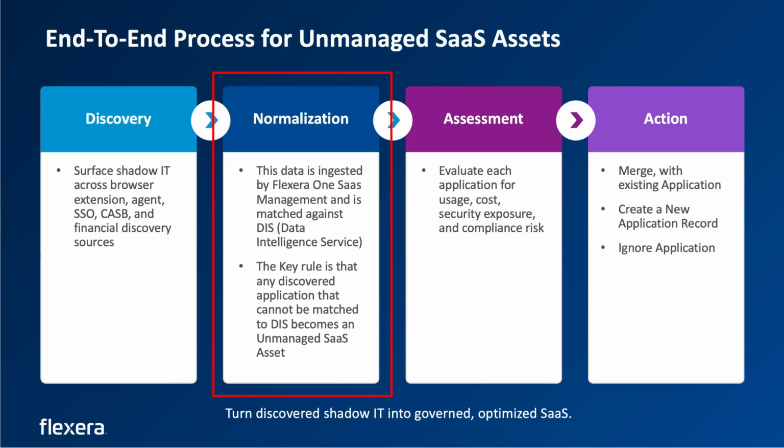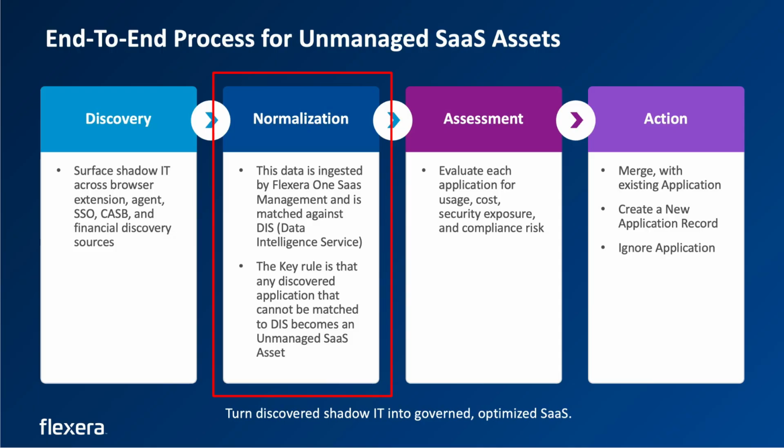Our next step in the process is normalization. The discovered data is ingested by Flexera One SaaS Management and is matched against the Data Intelligence Service catalog. If matched, it becomes managed. If there is no match, it becomes unmanaged. The key rule in this stage of the process is that any discovered application that cannot be matched to the DIS becomes an unmanaged asset.